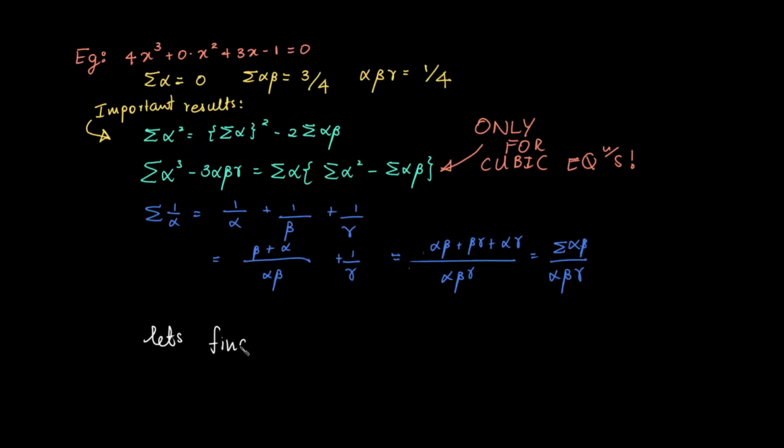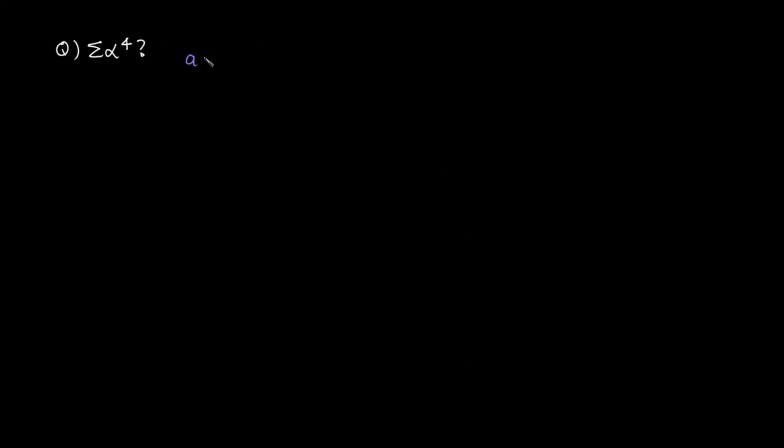Now let's find out sigma alpha to the power of 4. Well, let's employ a similar technique that I used in a previous video. That's extremely powerful. Alright, so suppose we have that cubic equation ax cubed plus bx squared plus cx plus d equals 0. Now let's multiply throughout by x. So it will become ax to the power of 4 plus bx cubed plus cx squared plus dx equals 0.